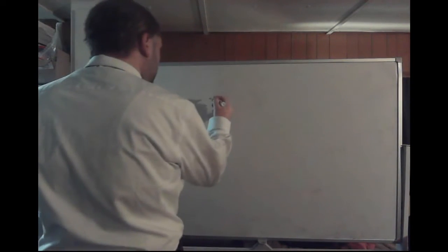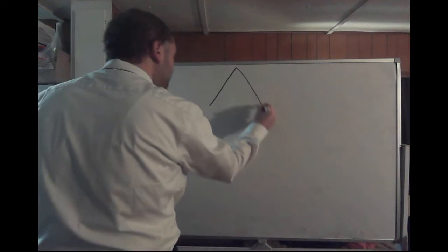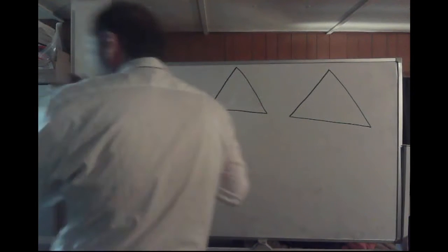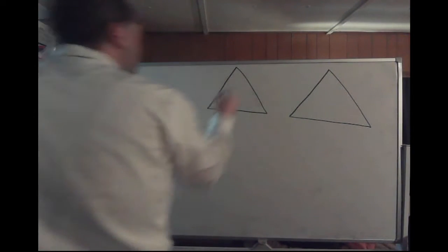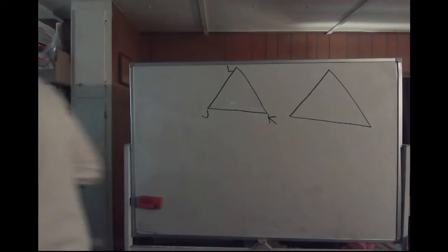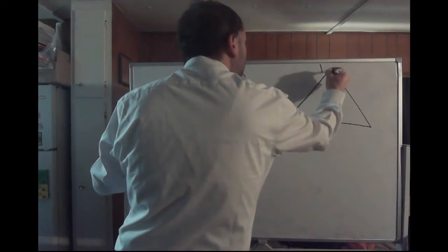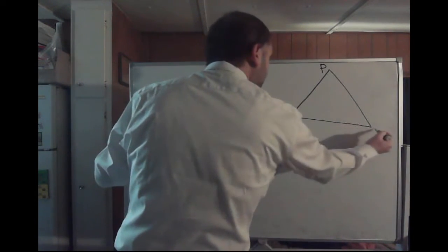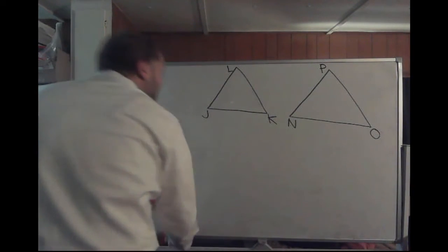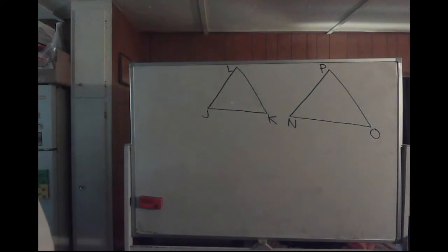Alright, what's the next one about? Let's draw our 2 triangles here. What do they call these? LJK, triangle LJK, and the next one is PNO. Alright, so we have triangles LJK and PNO.